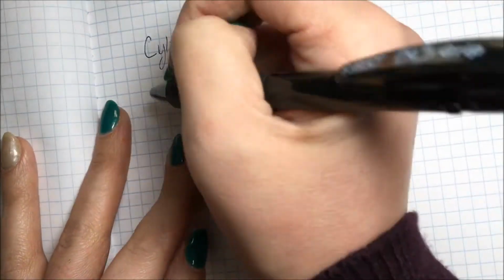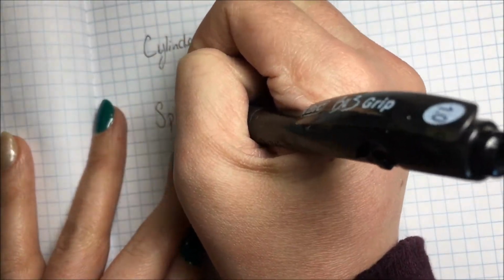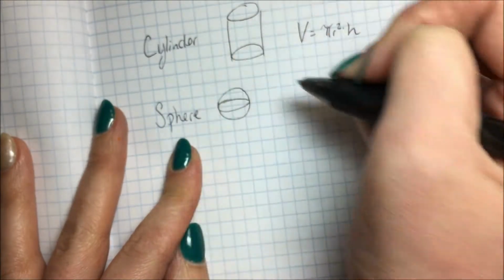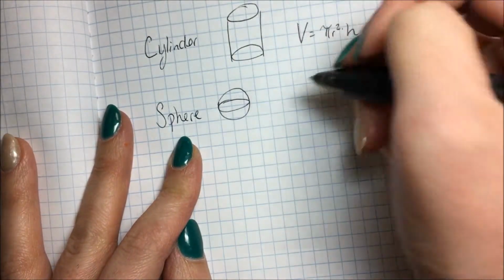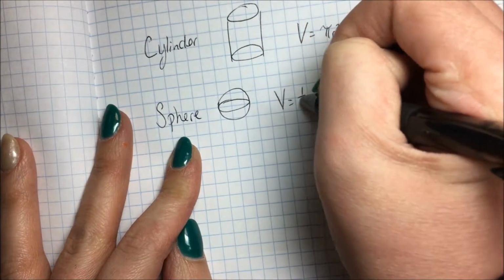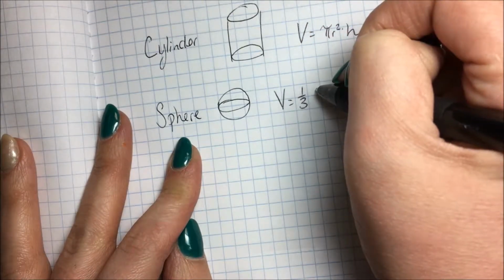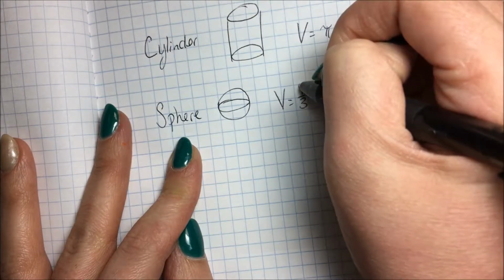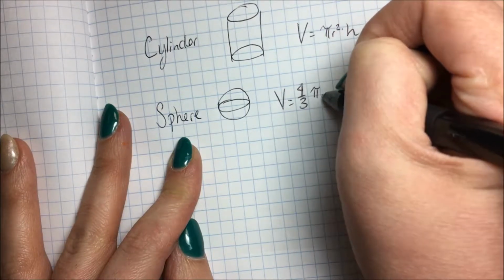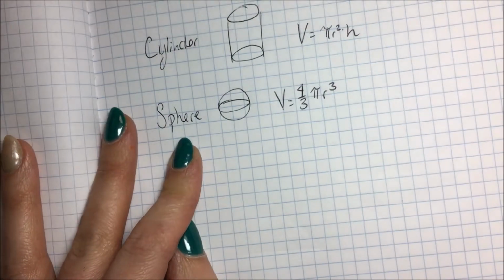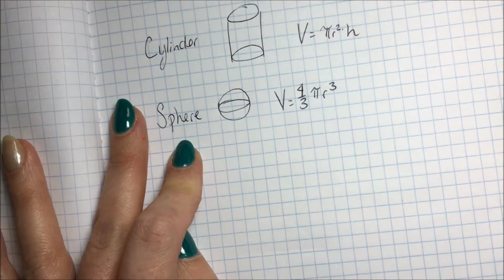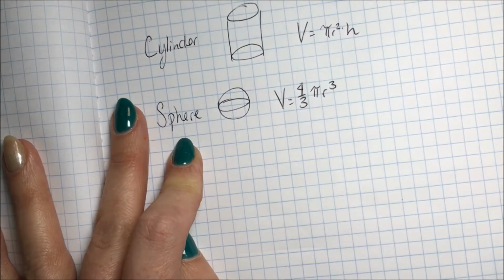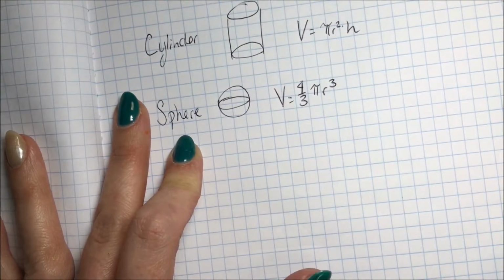All right, now things get a little bit more crazy. The next thing we have is a sphere. And that's like a ball, right? Okay. The volume of a sphere is 4/3 pi r cubed. That's what a sphere is. You just have to know it. Okay. The next two are a little bit crazy.